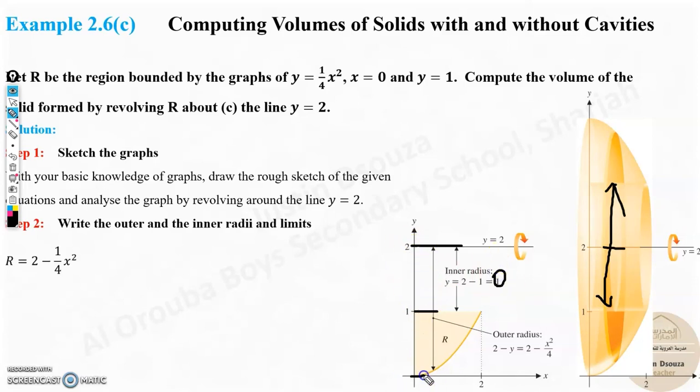It is 1 unit. So this is 2 minus 1. Same way, over here the outer radius is this function. 2 minus this function will give you the outer radius. So that is why we use whichever is this line, 2 minus the outer radius and 2 minus the inner radius. That is, 2 minus 1/4 x squared, and 2 minus 1 equals 1. So this is how we get it. And the limits over here, we know we just now solved it, 0 to 2. We have already solved it. The same method, we have just taken the limits.